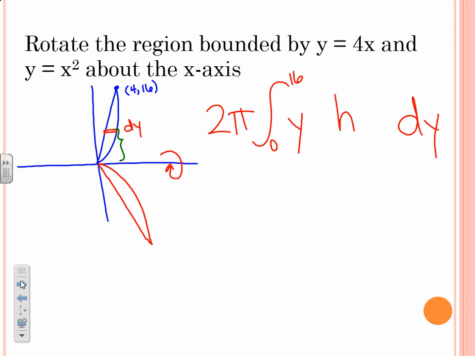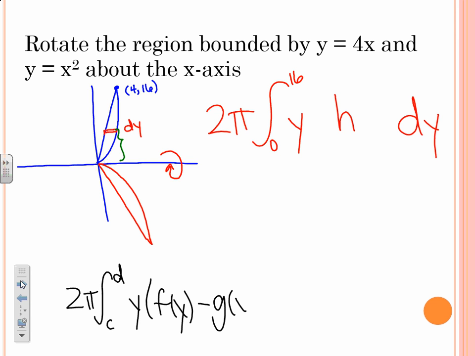Because the original function was 2 pi times the integral from a to b of x times the quantity f of x minus g of x. Basically what we're doing here is 2 pi times the integral from c to d of y times f of y minus g of y. But if you rotate it around an axis that's not 0, that's what we're doing tomorrow.